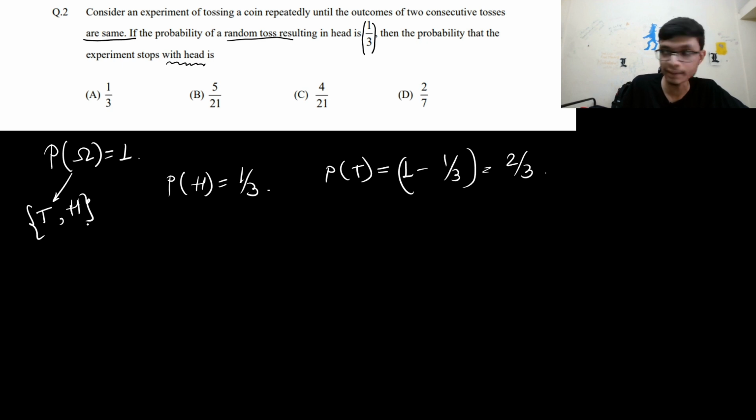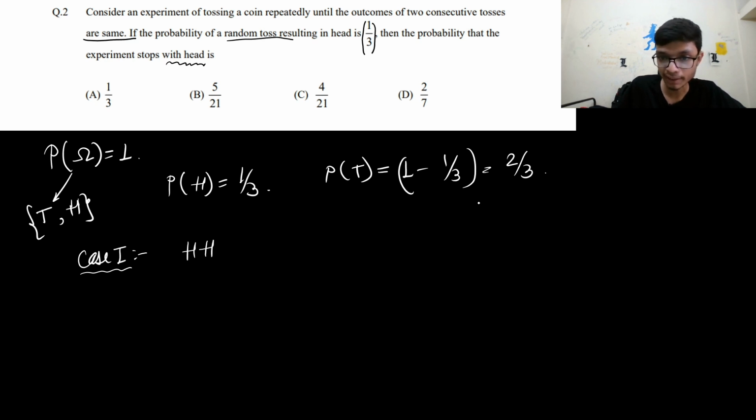Because tail and head are the only two outcomes which constitute this entire sample space, and they are mutually exclusive. So from here, we have to find when this particular experiment will end with head. I'm talking of some possibilities, so let me try and simplify some of the cases. Now this experiment will end when we get head and head together, because we have to find the result when this experiment will end with head.